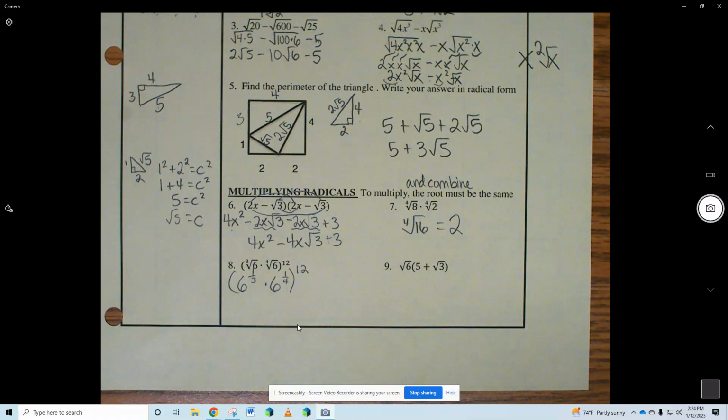Now raise both to the 12th power. Go ahead and do that on your own. And then you're going to have to simplify the exponents. Reduce the fraction. The exponent is going to become a fraction.